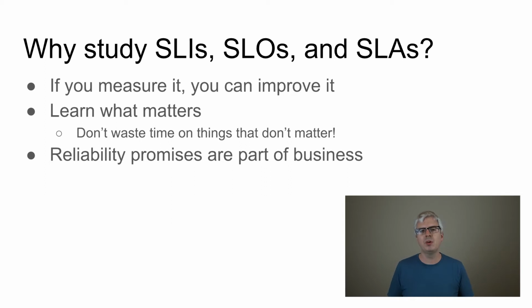Well, as we've already mentioned, the first thing is if you can measure it, you can improve it. And if you don't measure it, it's really hard to improve it because you don't know whether you're getting better or worse as you change your system. The second reason to study this is because unless you measure it, it's really difficult to learn what matters. And if you don't know what matters in your system, you might be wasting your time improving parts of your system that won't improve the things you care about. Or you might be building a system that is much more robust than you actually need to achieve your goals.